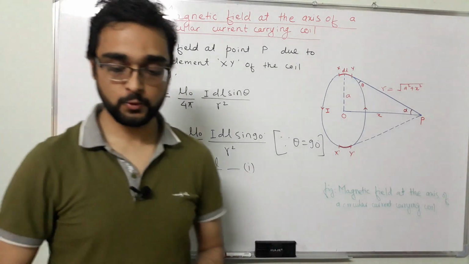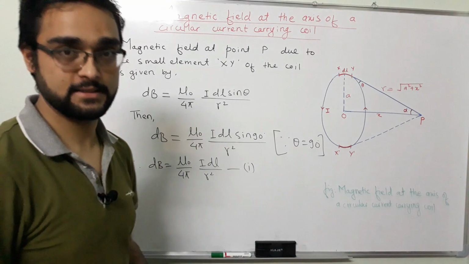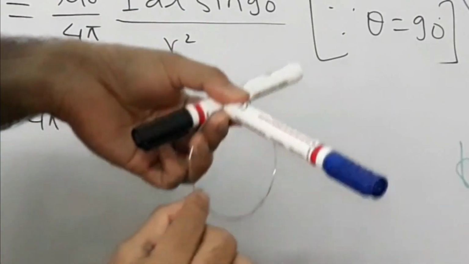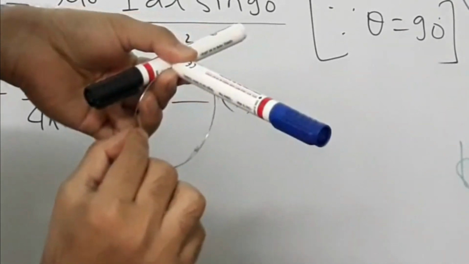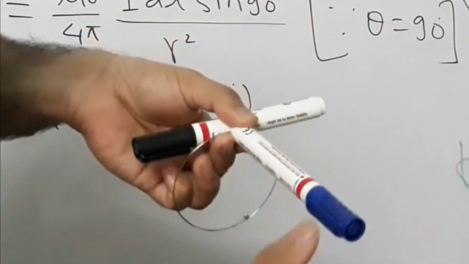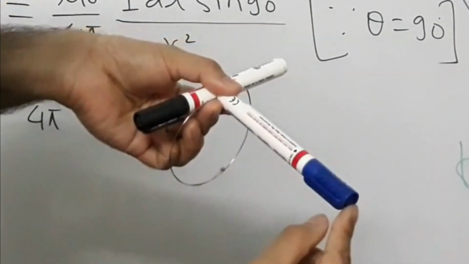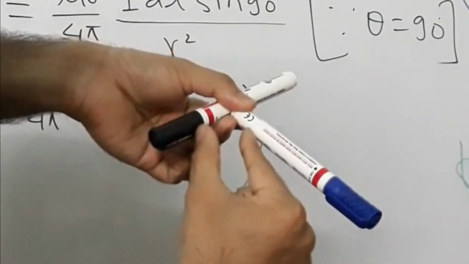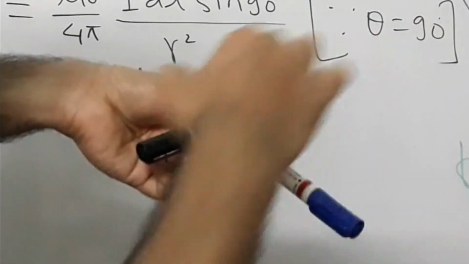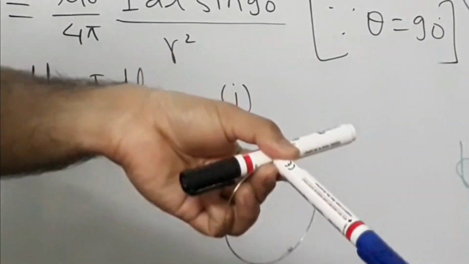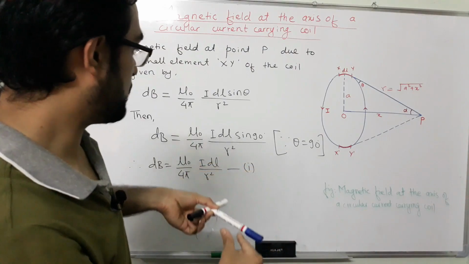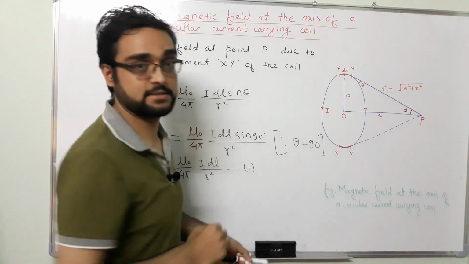Now I'll show you why the value of theta is 90 here. As you can see here, it is a circular coil and this is the tangent at the small section of the circular coil, and this is point P, and this is angle theta, which is the angle between point P and the tangent or small section of the conductor. As you can see, this is always 90 degree. That's why we put theta is equal to 90 here.